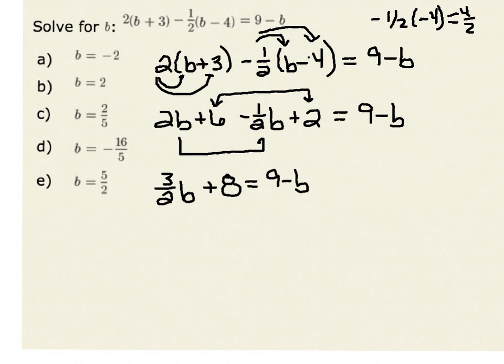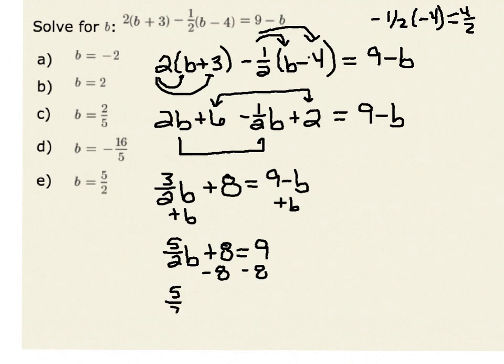Now I'm going to isolate my variable b. I'm going to add b to both sides, and I have 3/2 b plus 1b, or 3/2 b plus 2/2 b, which is 5/2 times b, plus 8 is equal to 9. My next step would be to subtract 8 from both sides, giving me 5/2 b is equal to 1.